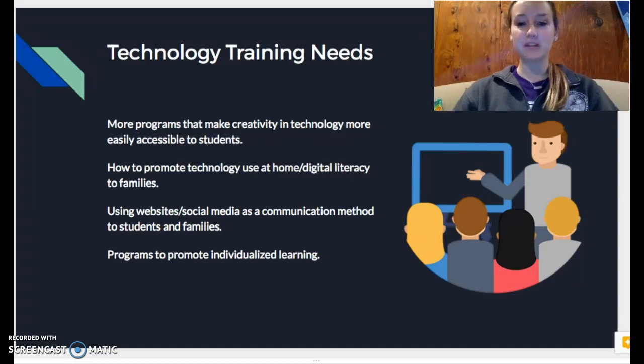I also need to know how to promote technology with families and help my families become more digitally literate. For example, my kid loves YouTube. How can we use that to help them succeed in school at home? Also using websites and social media to communicate with my class in a professional way and to communicate information to the families as well. And then finally, programs that I've seen in other districts where students can do their entire math curriculum online and at their own pace. I think those are interesting and I would like to know a lot more about them and how they work for different students.